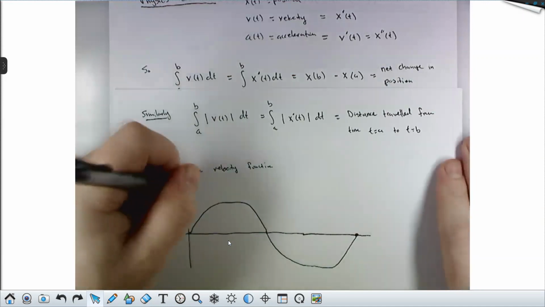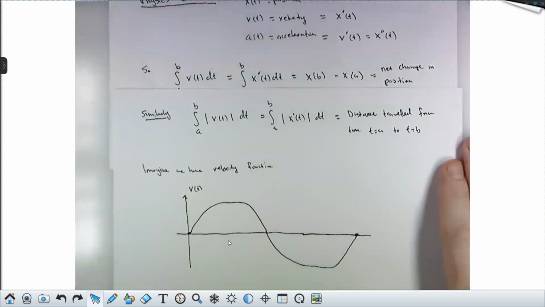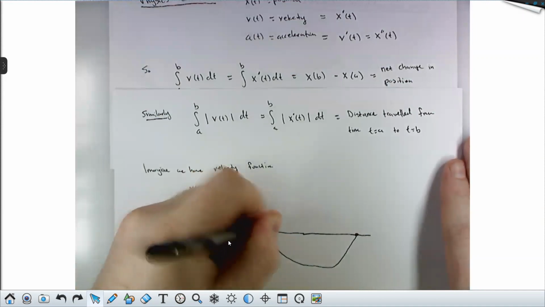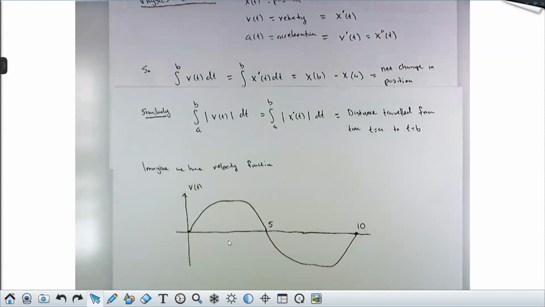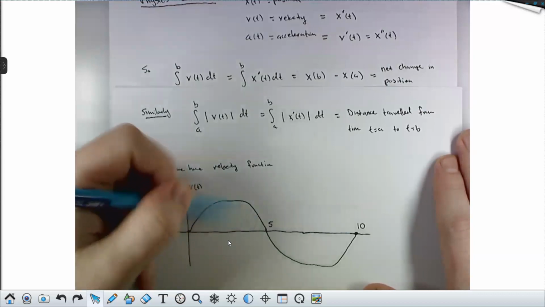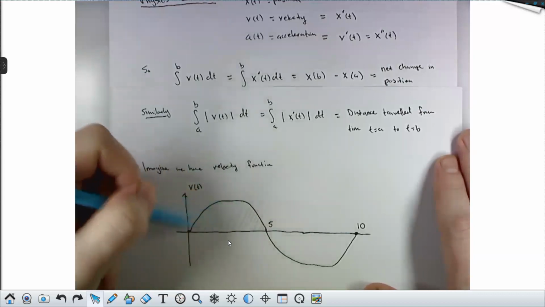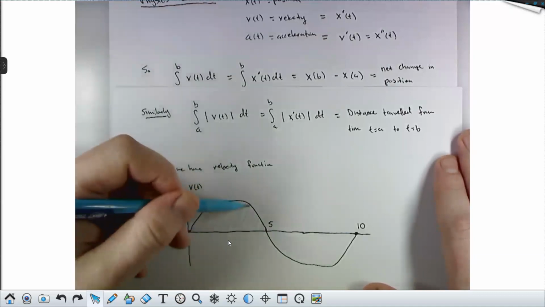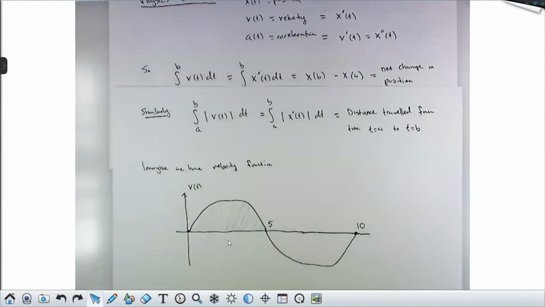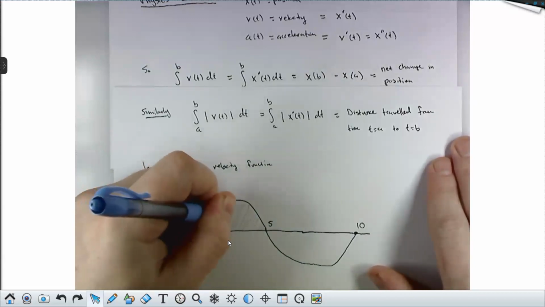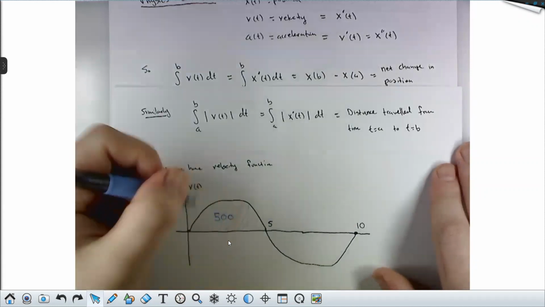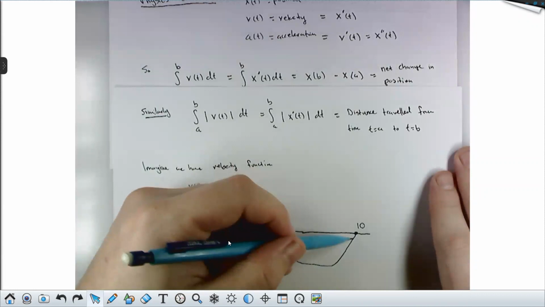So here is my velocity function, v of t. And maybe it's like a 5-minute walk. Let's say t equals 5 minutes. And it's like another 5 minutes to get home. So this is 10 minutes. And say the area here is like 500. Yeah, why not 500? We'll think of it like it's feet. And the area here is like 500.